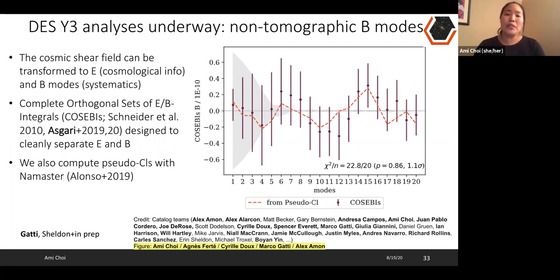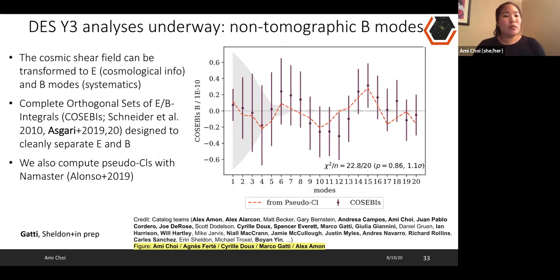And it takes as input the psi plus and psi minus real space correlation functions. So we plotted these on the right plot as data points, and also similar to the previous PSF plots, the gray shaded region is showing 10% of the expected E mode signal. And we see that the COSEBIs data points are consistent with the null hypothesis that there are zero B modes.